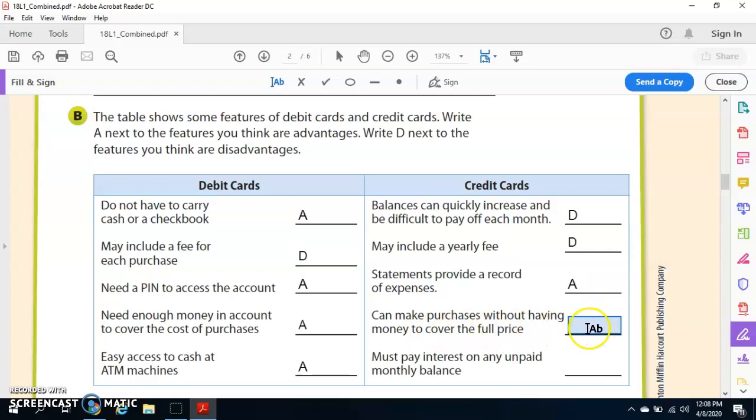Can make a purchase without having money to cover it. That can be good. It can be bad, but then again, it can be good. Like I said, if it's for something important like medicine, food, doctor's appointment, gas, something that's a necessity. Must pay interest on any unpaid monthly bills. Like I said, let's say if you're just barely making payments and stuff, but you get stuck, well, guess what? That payment's going to go up.